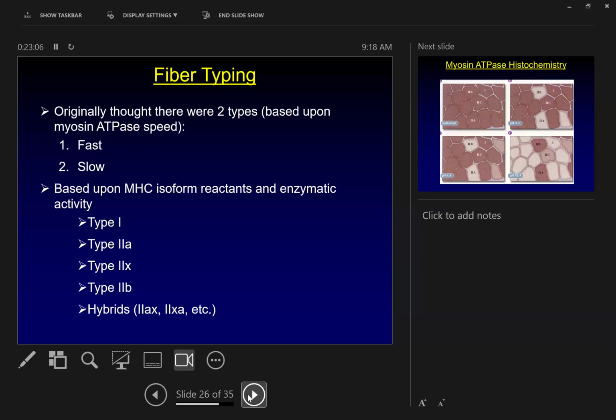Your percentage of type 2 versus type 1 fibers is determined at birth. It is genetic. You have no control over it. None.